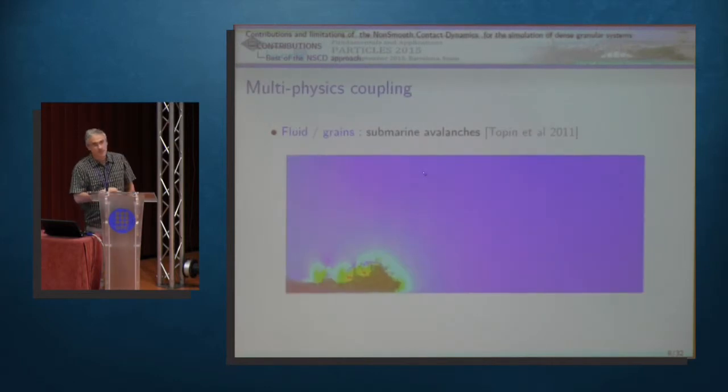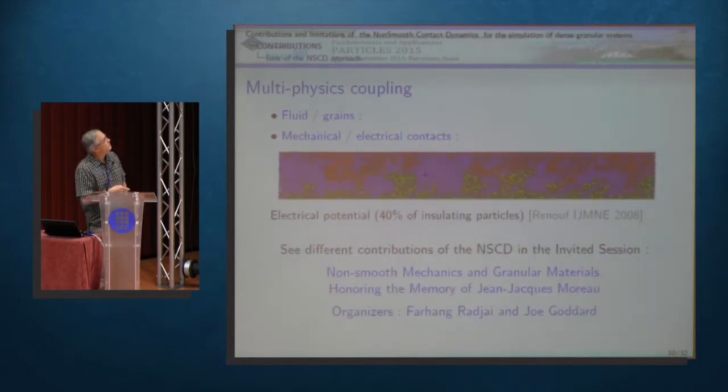In the domain of multiphysics coupling, we have a coupling of the LMGC90, the granular software, with fluid mechanics software to simulate, for example, submarine avalanches in this situation. And finally, another example of multiphysics coupling with mechanical and electrical behavior. We have in this picture a distribution of the electrical potential in a granulate for a given part of insulating particles. But I refer for other contributions to non-smooth mechanics or granular mechanics to the invited session organized by Farhang Rajai and Joe Goddard in this conference.